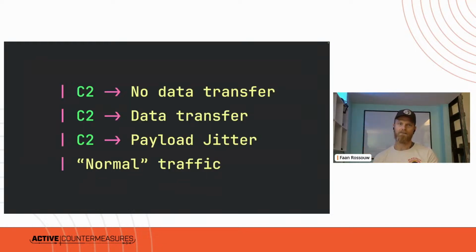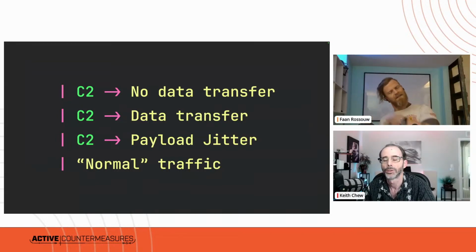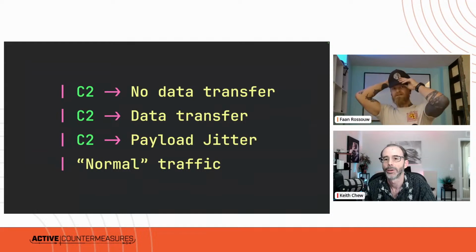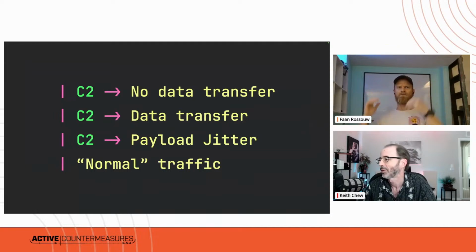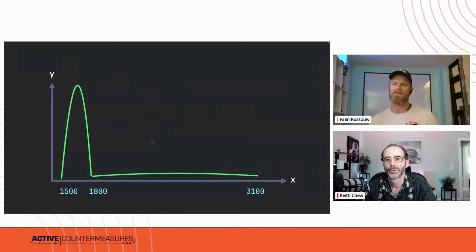Hey, Vaughn. Yes. I just want to add a comment from Linux Girl because I think it's a good one and it would add clarity for anyone else that may be looking at this and wondering as well. She was asking, so each bar is representing a data transfer, right? Which is correct. No. So we have to think about what a histogram is, right?